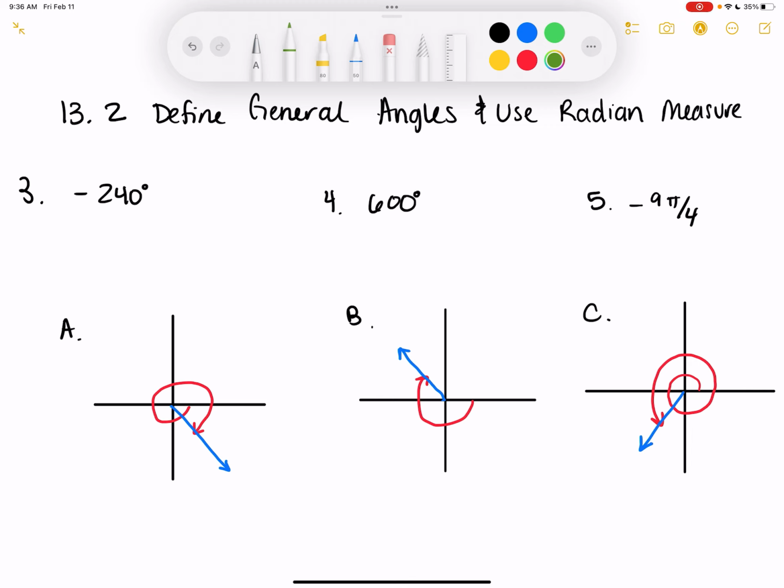So then with the positive one, coming all the way around one time gives you 360 degrees. Going a little bit farther, that's adding on another 90, which is 450. Going around another 90 gives you 540, and then we need to go a little bit farther. So this one is the 600 degree one. So C goes with 4.